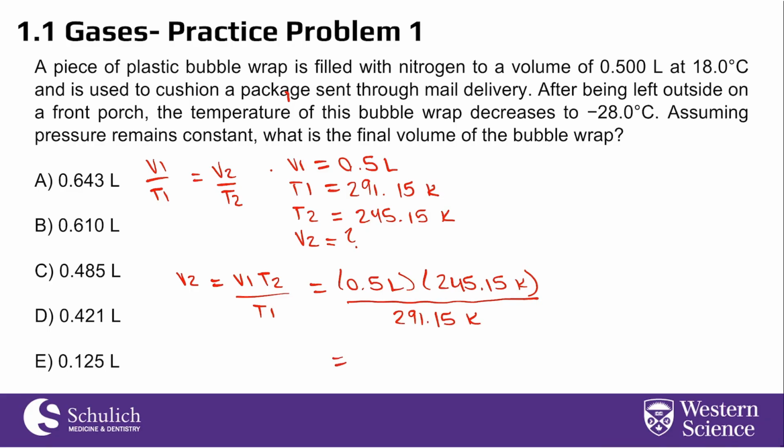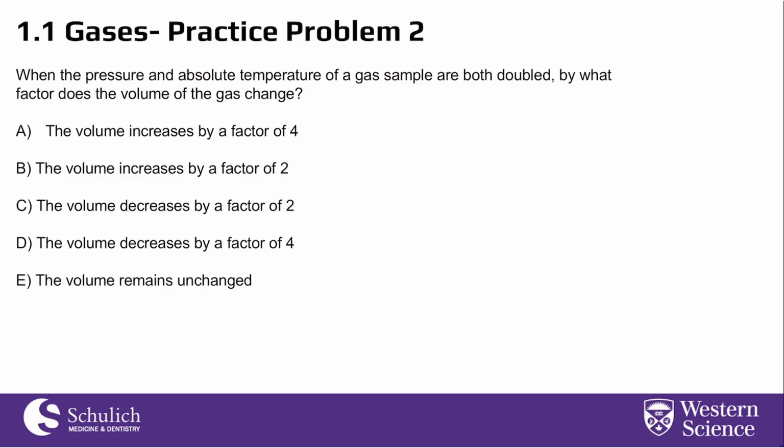Which gives us a final answer of 0.421 liters. So D is going to be our answer for that one. And then for this next problem, pause it if you want to try it yourself. But we're going to be using the ideal gas law for this one. So we're going to be using PV equals nRT.